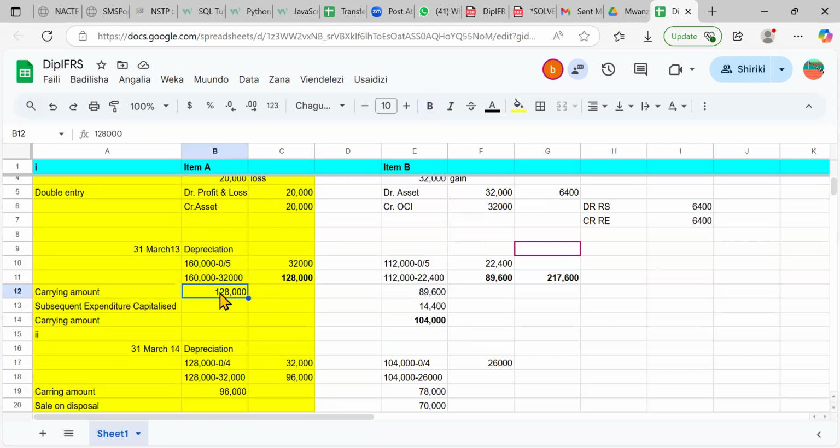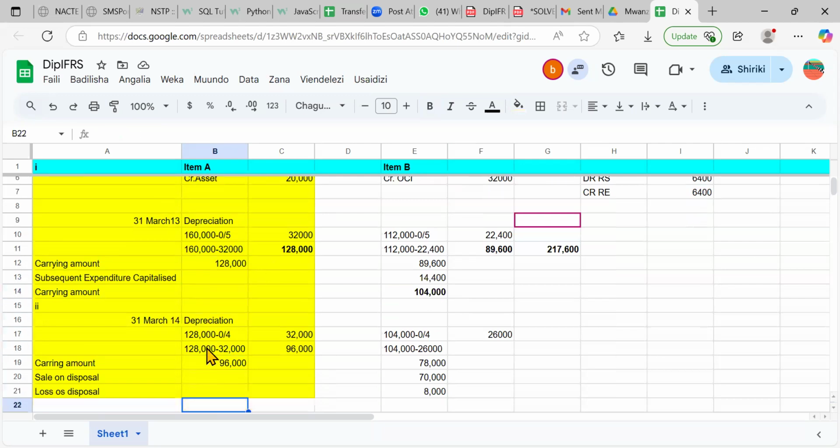The remaining life is 4 years now because we had 5 years and 1 year has lapsed. So what are we going to do? Get depreciation as usual. You did well here: 128 minus scrap value nil, divided by remaining useful life 4, and we had 32,000. It's fine. And on this side, you did well too, divided by 4, it's fine, 26,000.